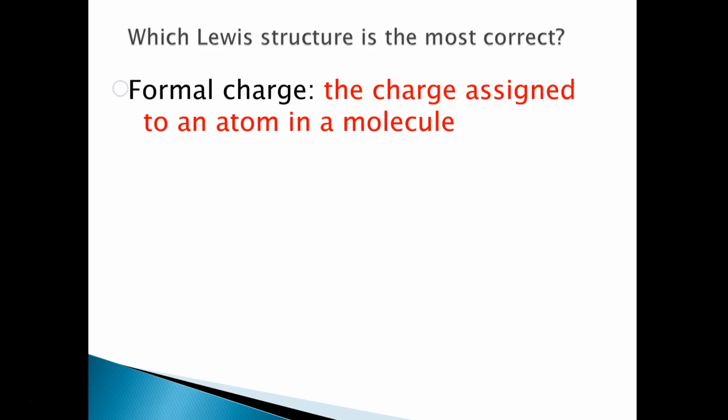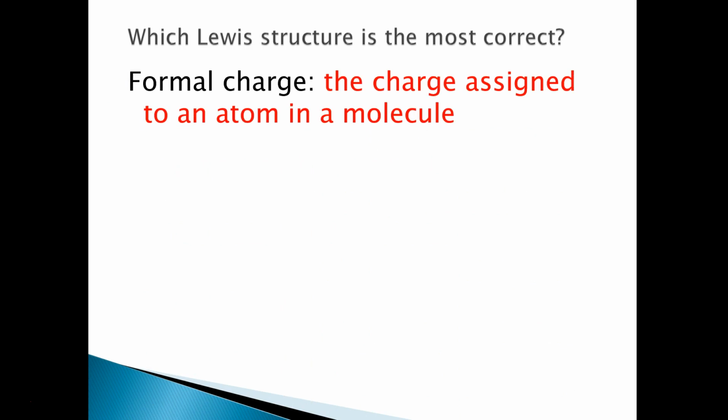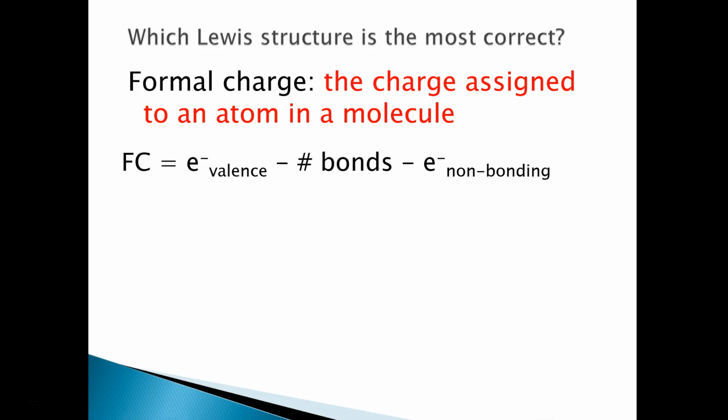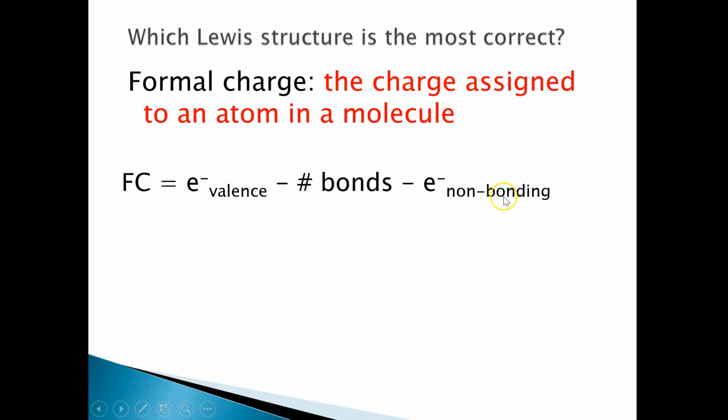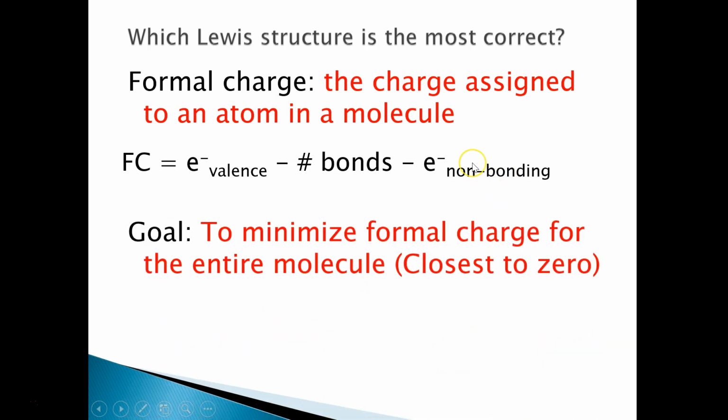To do that, we use something called formal charge. The formal charge is just the charge that is assigned to an atom in a particular molecule. We can calculate formal charge by taking the number of valence electrons in the atom, subtracting the number of bonds attached to it, and subtracting the number of non-bonding electrons surrounding it. And we can also calculate formal charge for molecules.